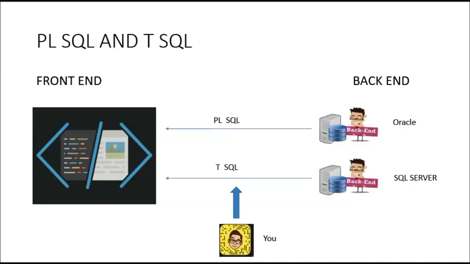Now there are two varieties of SQL. We have PL/SQL and we have T-SQL. In order to understand this, you need to understand that there are two types of databases that are majorly used across all the industries. We have an Oracle database, and then we have a SQL Server database. Now, PL/SQL is just a language to pull the data from an Oracle database, and T-SQL is the language that we use in order to pull the data from a SQL Server database.